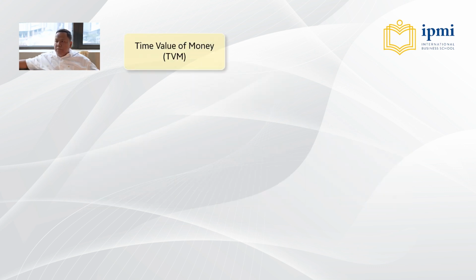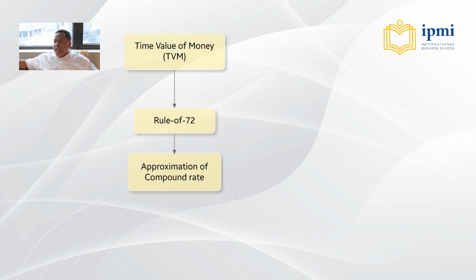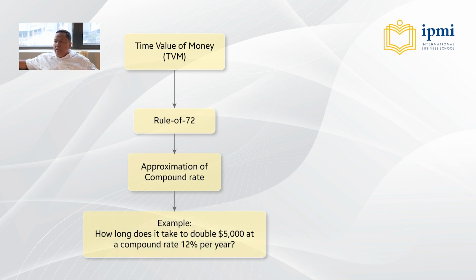Here is the rule of 72. The rule of 72 is an approximation of the compound rate. For instance, how long does it take to double $5,000 at a compound rate of 12% per year? The answer is approximately 6 years, because we use the rule of 72, which is 72 divided by the interest rate I%, as the compound rate 12%.